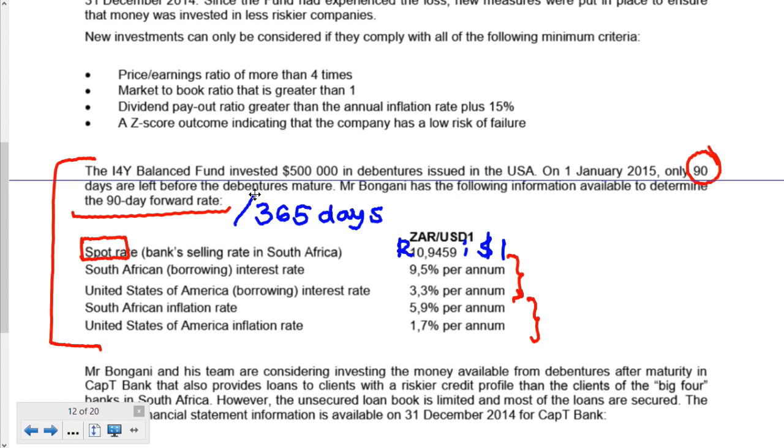They ask you to calculate what the value will be of the debentures in 90 days when they mature. They're going to mature at $500,000. I want to know in 90 days how much that is going to be in rands. Yes, it's what we did last week.